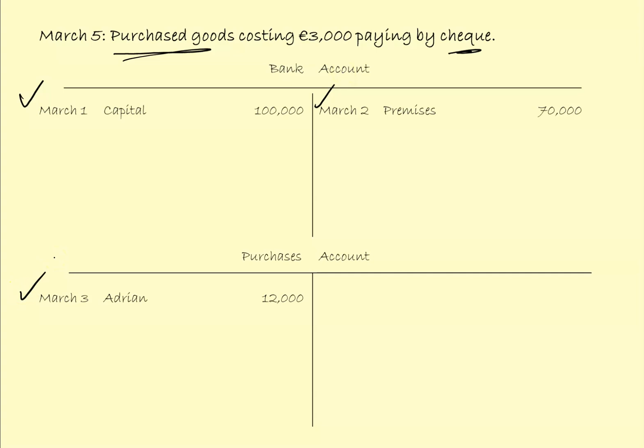So now we're buying more goods and we're paying, so it's money going out of the bank. So we'll record that on the credit side. So in here I'll put in March the 5th, purchases 3,000, and then on the purchase account I'll put down here March the 5th, bank 3,000.